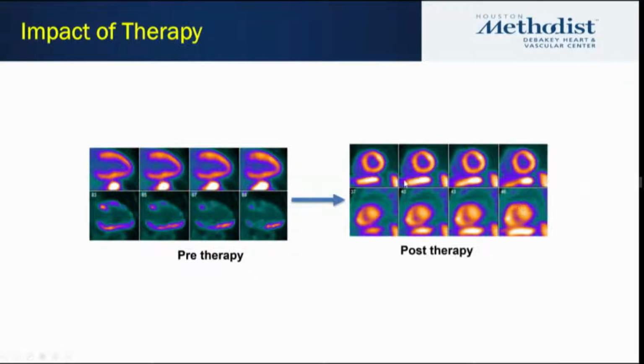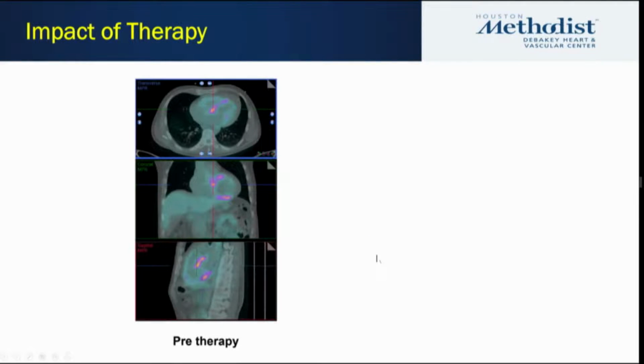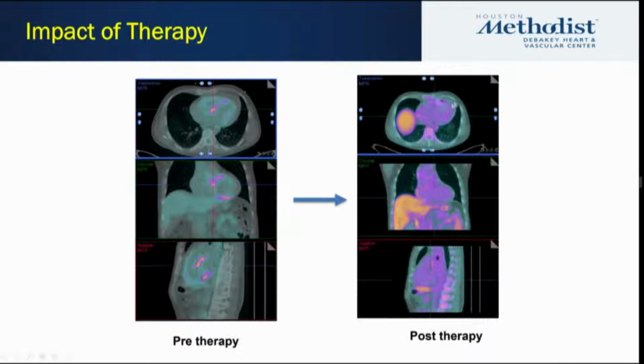Now the scar is still there, but there is no FDG uptake in the myocardium, and all the FDG stays in the left ventricle blood pool, and this is clearly indicating that there is suppression, so there is no uptake of FDG in the myocardium. And if you want to look at it, this is his pre-therapy FDG uptake, and now it's all in the blood pool without any FDG uptake in the myocardium.